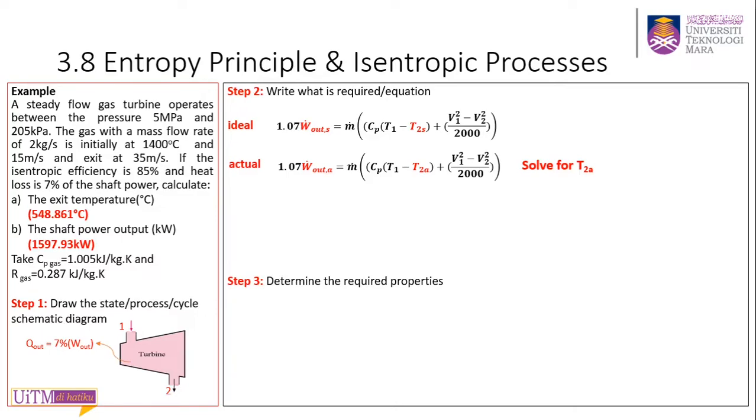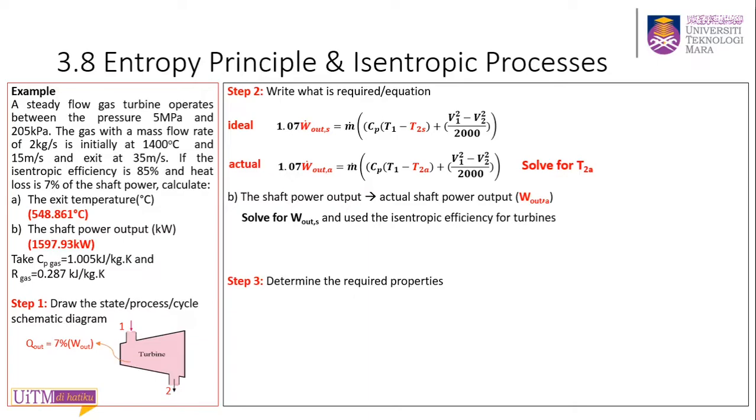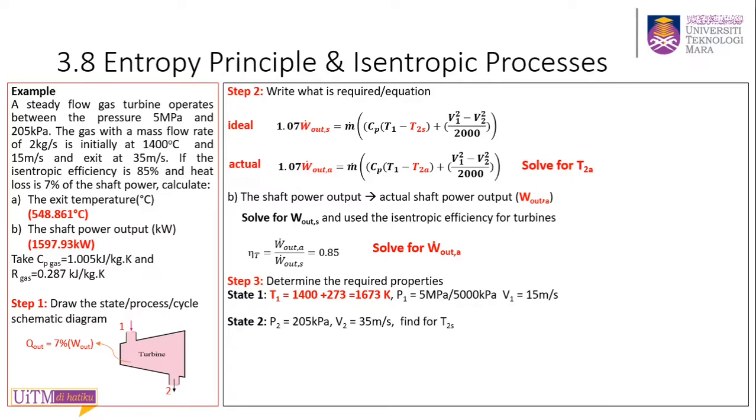To solve for actual shaft power output, we must first solve for the ideal work output, and then using the isentropic efficiency equation for turbines, we can solve for the actual work output. For step 3, determine the required properties at each state. For state 1, remember to convert the temperature in units Kelvin. For state 2, using the isentropic relationship equation, we can calculate for the ideal temperature at state 2, T2S.